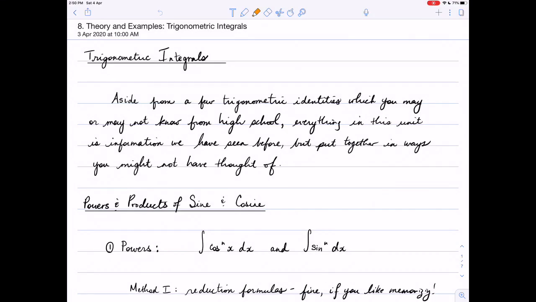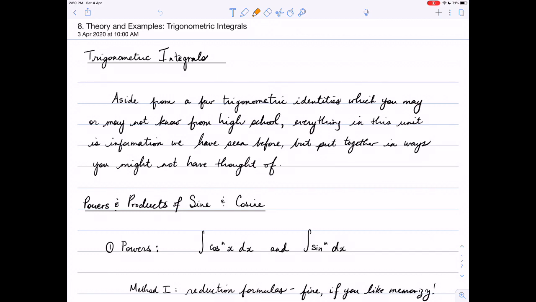In this video, we're going to talk about trigonometric integrals. So we've done a few using u substitution, and we did a few using integration by parts when we did the reduction formulas, for example. But this is going to be a little bit further into the different ways of integrating trigonometric functions.